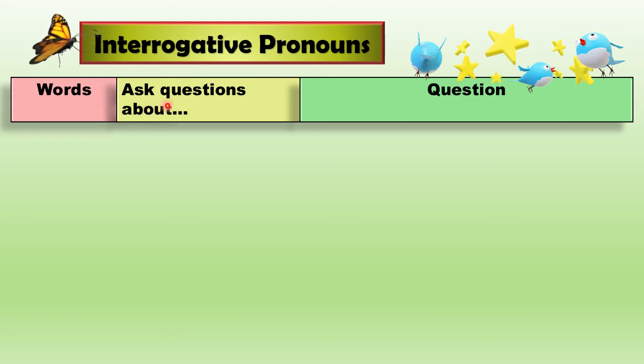In the second column, ask questions about. In this column, we will see how that word is helping us to frame a question about the person or about the thing. In the third column, I'll be taking examples. Okay, now let's take the first example, who.